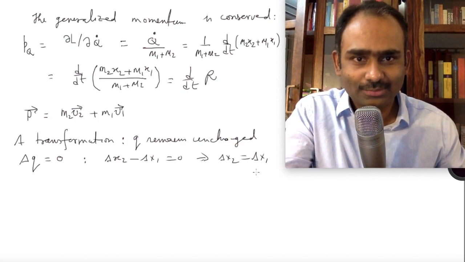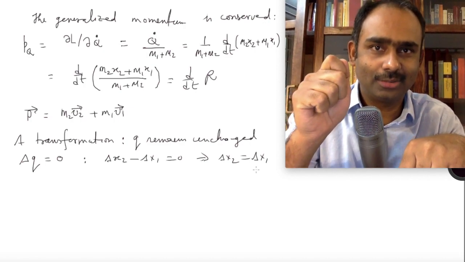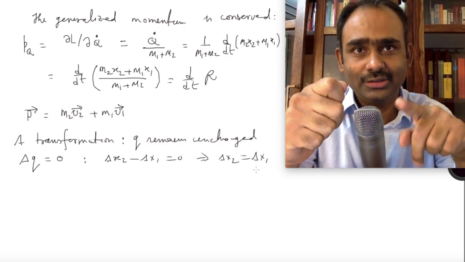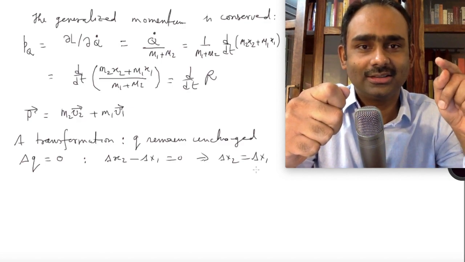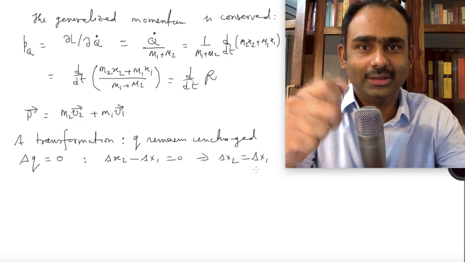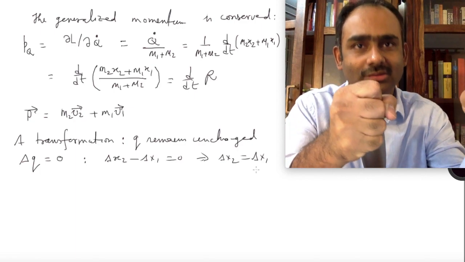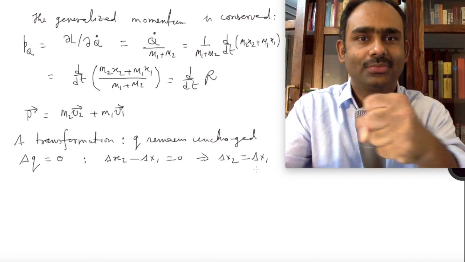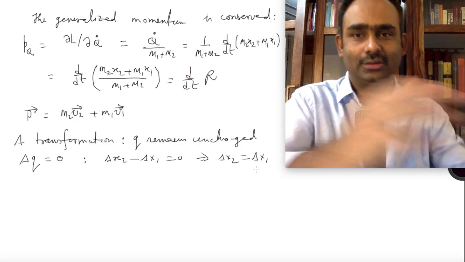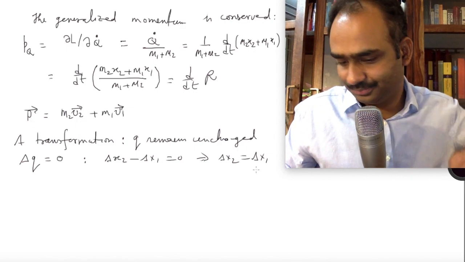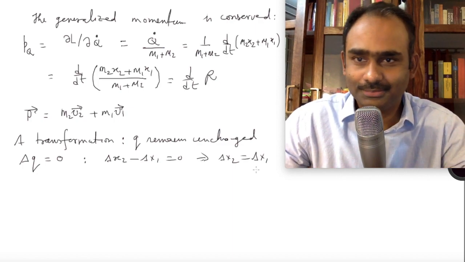Now, what does it mean that small delta x2 is the same as small delta x1? Meaning, the change in the location of particle number 1 equals, in magnitude and direction both, the change in the location of particle number 2, which means that I have taken the entire system and moved both the particles by equal amounts in the same direction, either this way or that way. As if I have taken the entire system and rigidly moved it from here to another location. That's what it means.